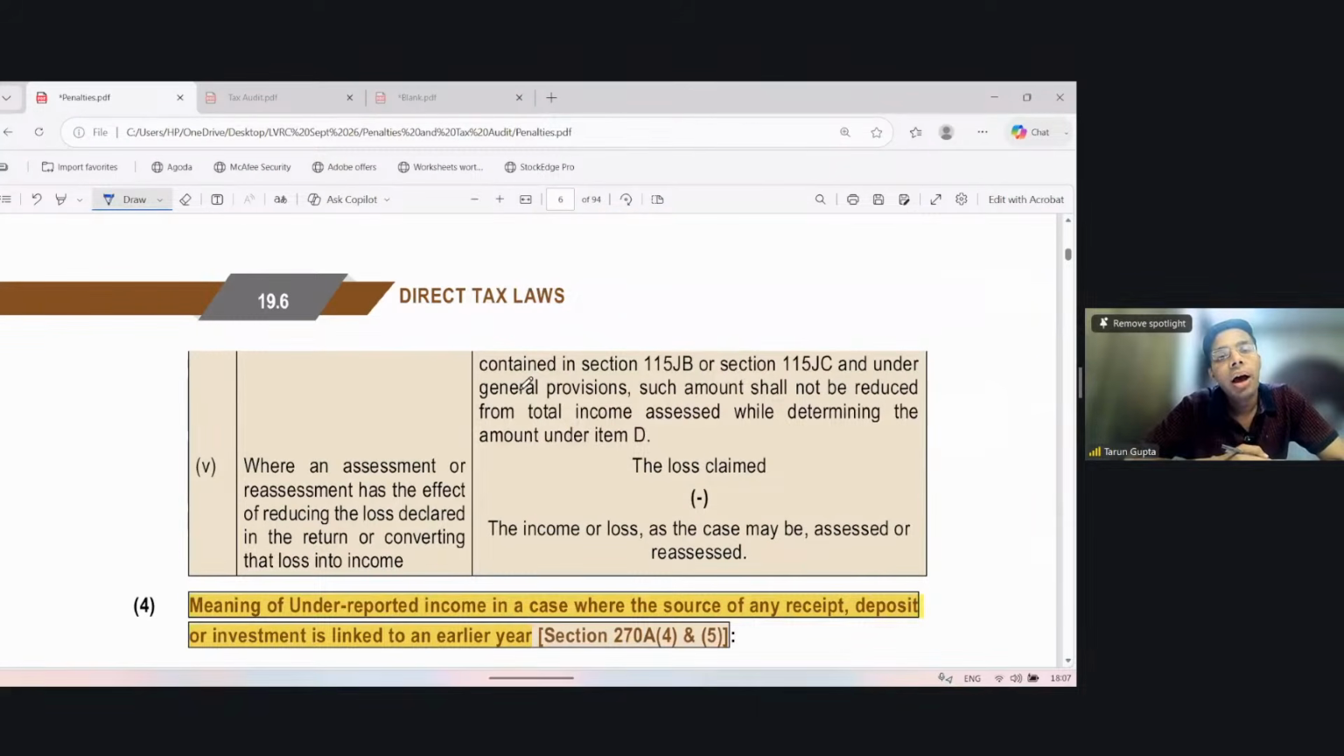And where the assessment or reassessment of the case has the effect of reducing the loss or converting the loss into income, then the underreported income shall be the loss claimed minus income or loss, as the case may be, assessed or assessed earlier.